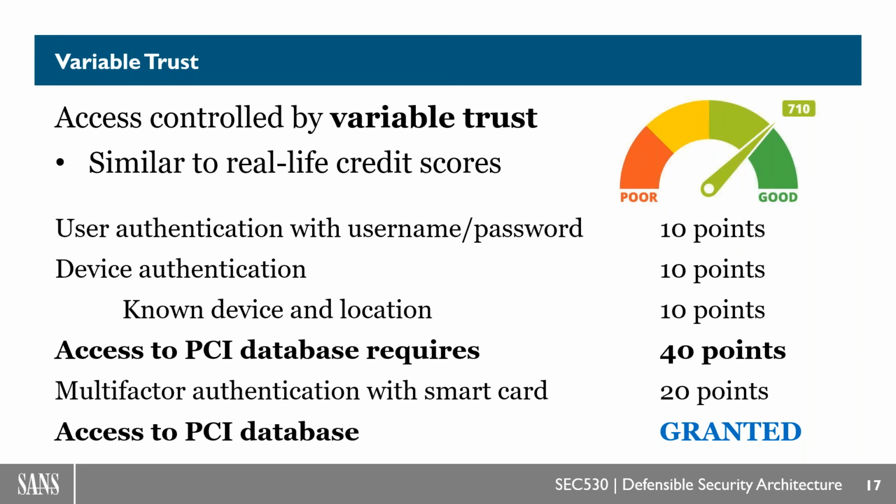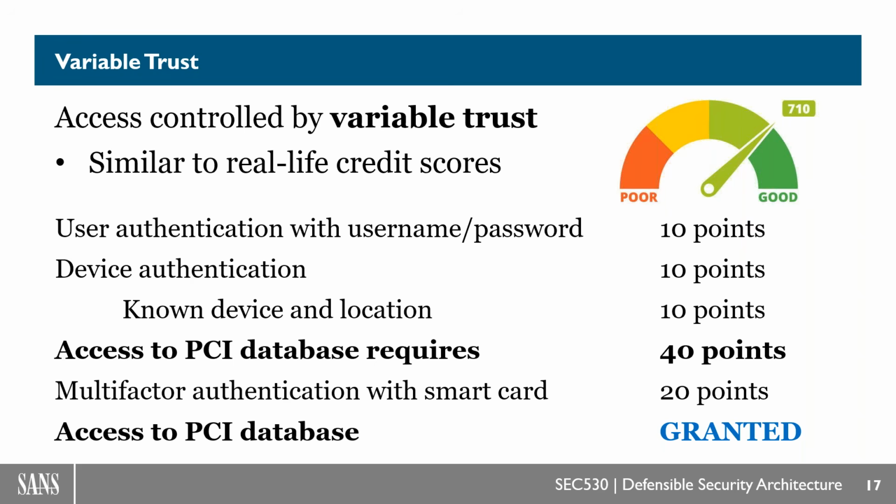Well, you logged in with your credentials, and it succeeded, 10 points. The device you logged in from also authenticated to Active Directory, and that's a device you normally use. So plus 10 because it's one of our corporate assets, and plus 10 again because we know that device and it's in the normal location. At this point, you have 30 points. However, you need 40. So the problem here is I don't have enough to access the database.